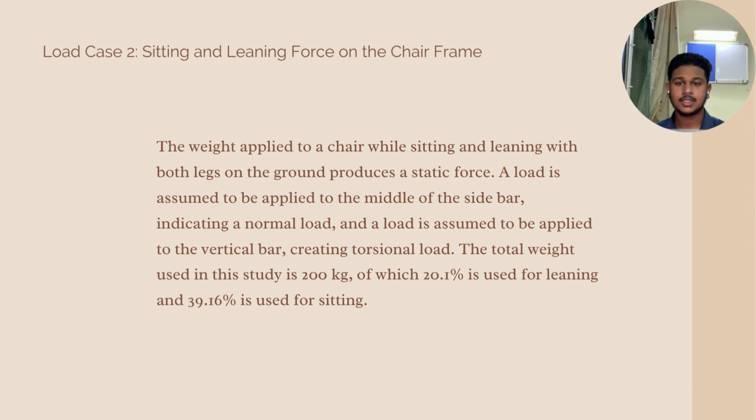I'll be explaining about load case 2. Load case 2 is sitting and leaning force on the chair frame. The weight applied to a chair while sitting and leaning with both legs on the ground produces a static force. A load is assumed to be applied to the middle of the sidebar, indicating a normal load. A load is assumed to be applied to the vertical bar, creating a torsional load. The total weight used in this study is 200 kg, of which 20.1% is used for leaning and 39.16% is used for sitting.